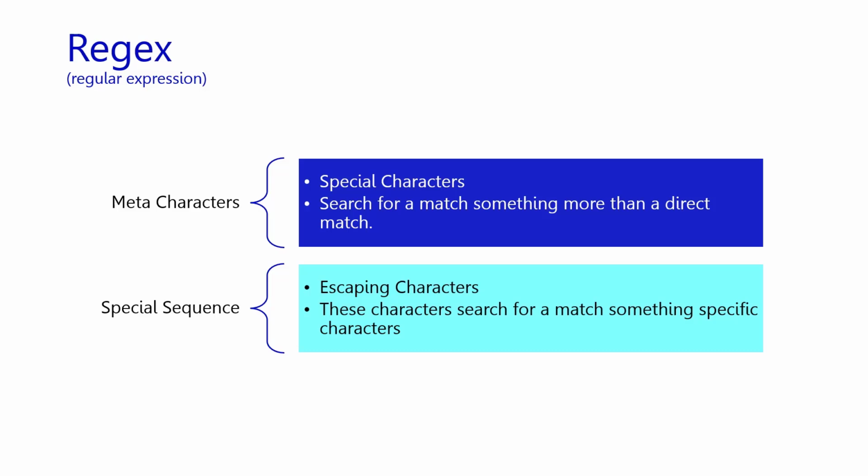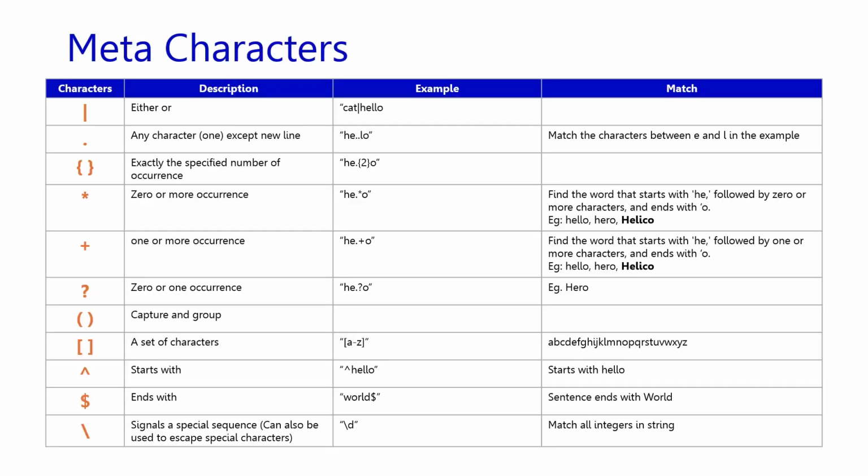Let me show you some of the meta and special sequence characters. These are the commonly used meta characters: pipe, dot, curly braces, star, plus, question mark, braces, square braces, caret, dollar, backslash. So these are some commonly used special characters. Each and every meta character has some specific meaning associated with it. We will take one example and I'm going to explain each and every meta character in detail.